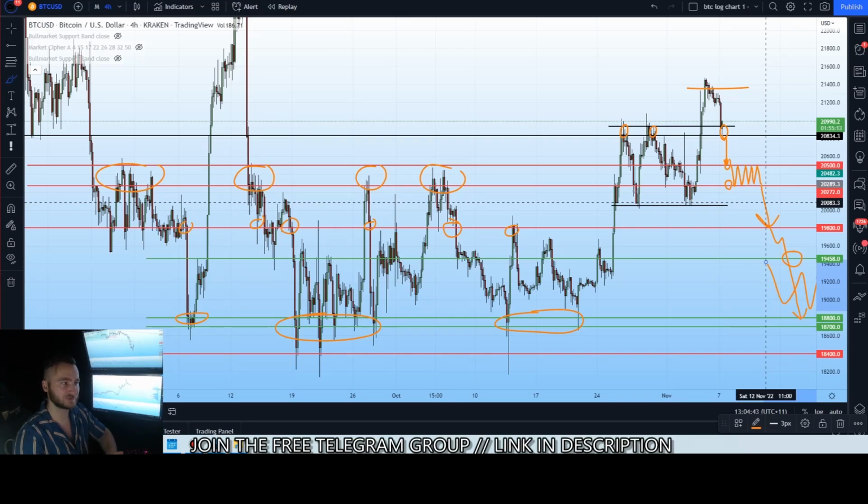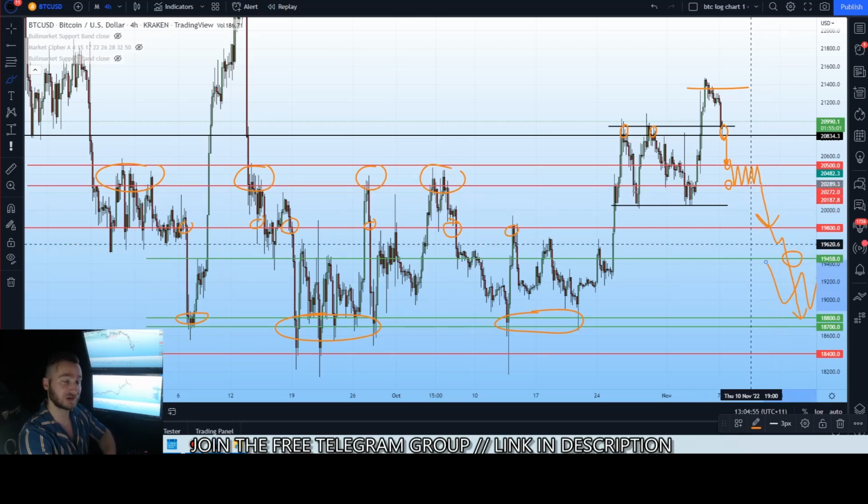We do need to bounce at this level to look healthy again, and ideally if we do want to see an uptrend continue, we would need to hold above 20,500 to 20,272. Otherwise, we're going to continue lower and aggressively lower.